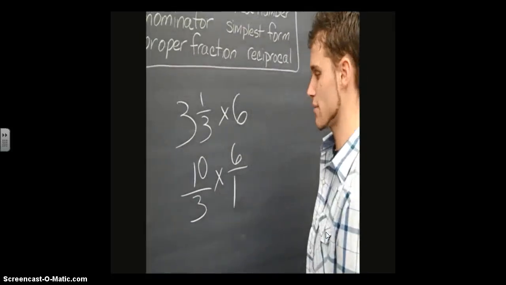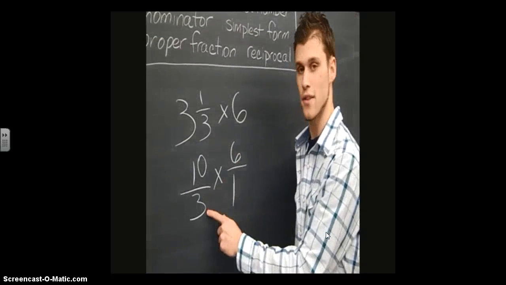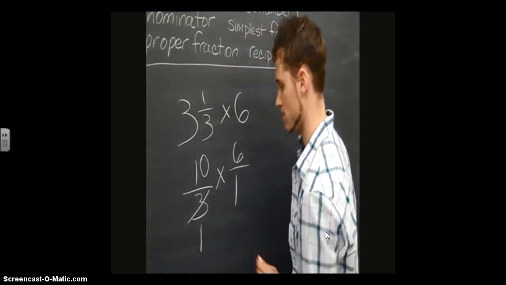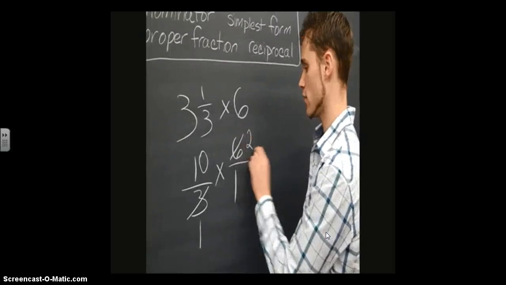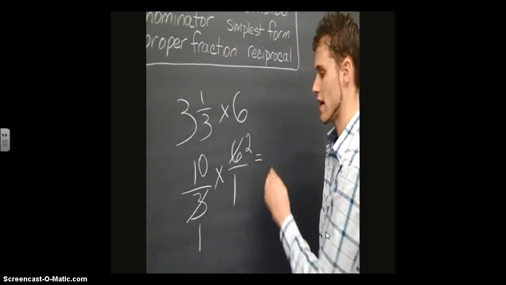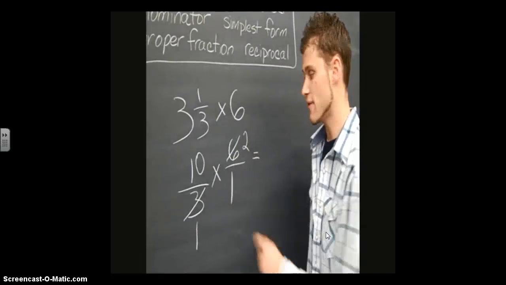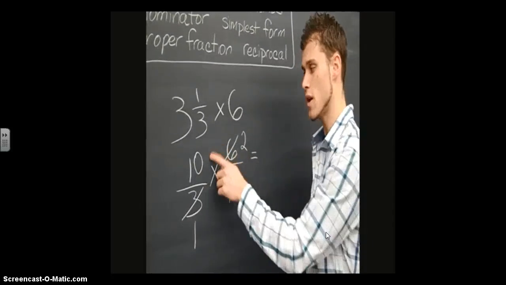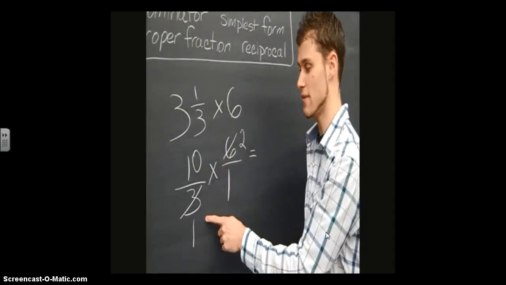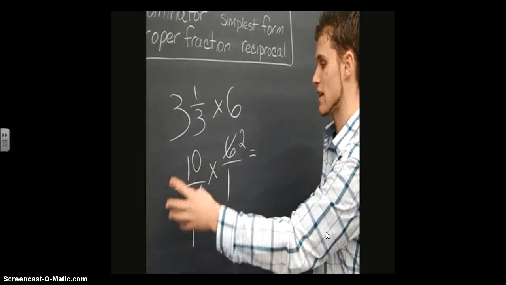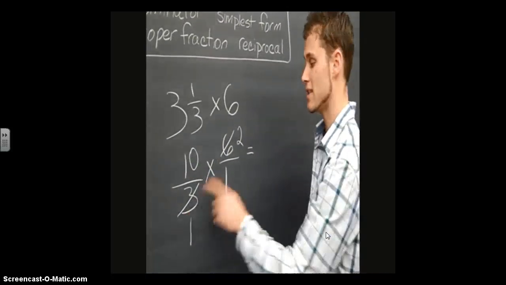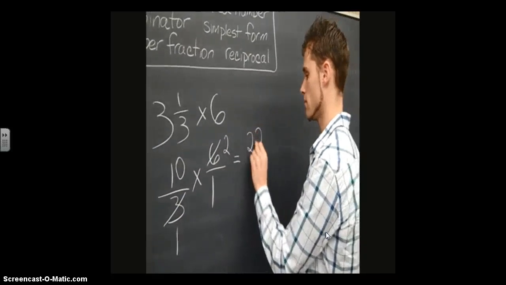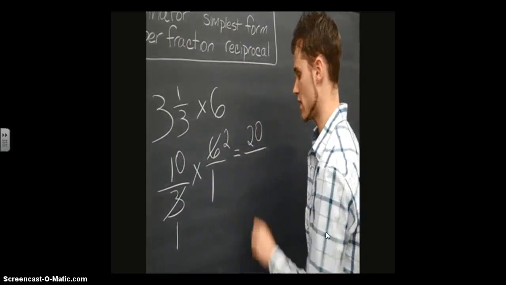So if there's anything I can simplify, which I noticed the 6 and the 3 can both be divided by 3. 3 divided by 3 is 1. 6 divided by 3 is 2. Now I look at my problem. Everything is simplified. I can't simplify the 10 and the 2 because they're both numerators. I have to have one numerator and one denominator to simplify. So now I just take my numerators and multiply them, and my denominators and multiply them. So 10 times 2 is 20. Over 1 times 1 is 1.